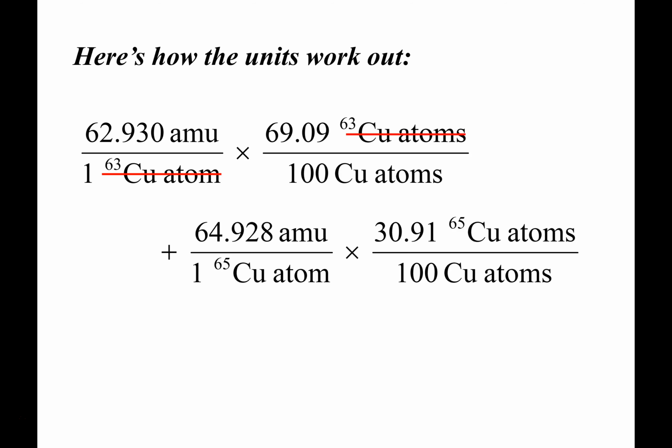Okay, and then we do a similar thing with the other isotope. Notice the units cancel, and we end up with, per copper atom, a weighted average atomic weight.